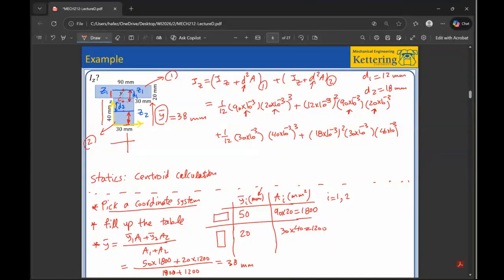And given that today you're not very fond of calculation, I'll give you the number. That is 8.68 times 10 to negative 7 meter to the fourth. And if you want to convert it to centimeter to the fourth, you divide by 10 to negative 8. So it becomes 68.8 centimeter to the fourth.